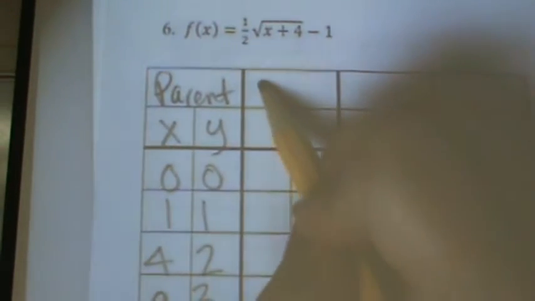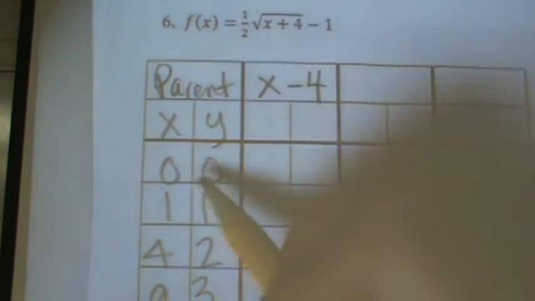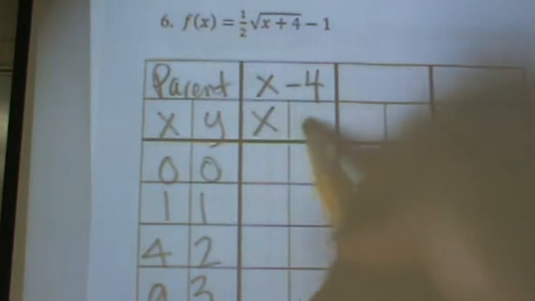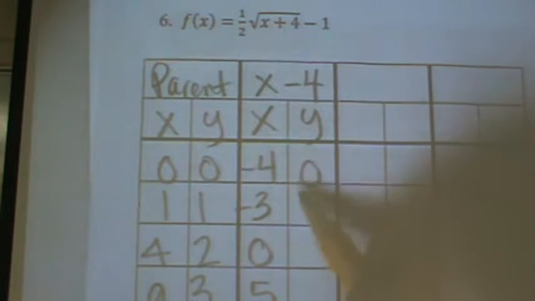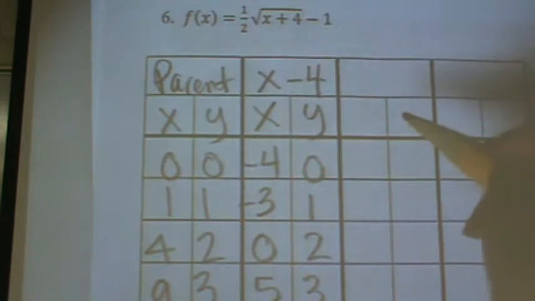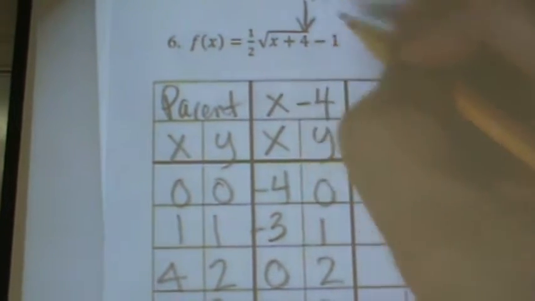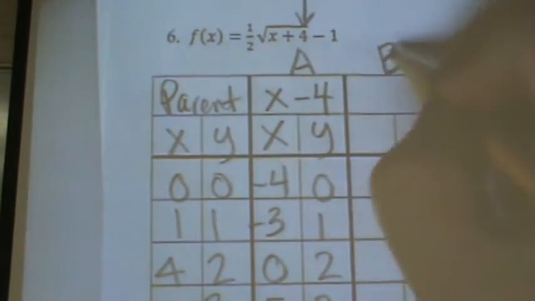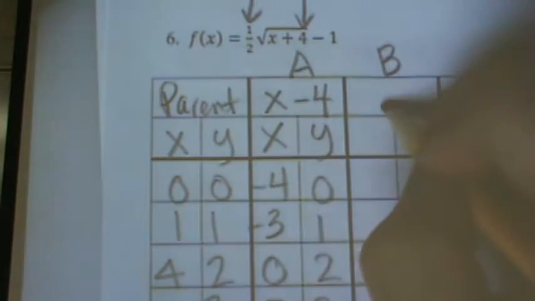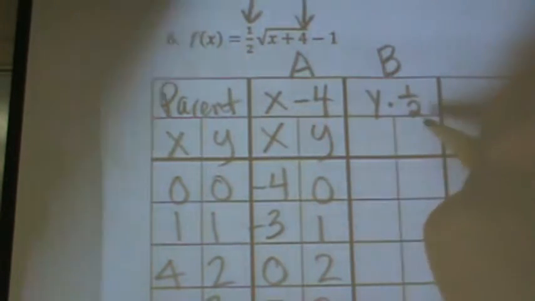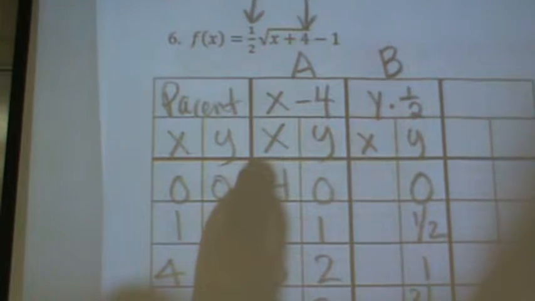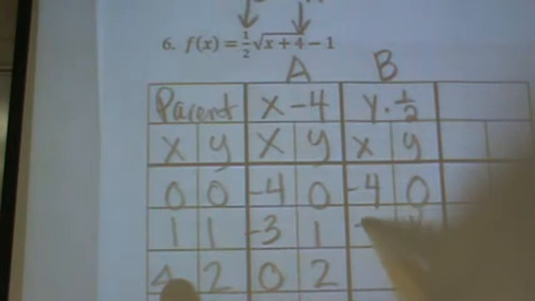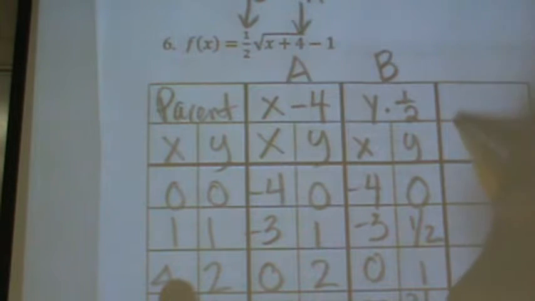What do you do first? Parent function. Then what? Take your x values and subtract 4. Okay, then what? So that was our A operation. Now we're gonna times the y values by a half. So cut our y values in half. And then what?